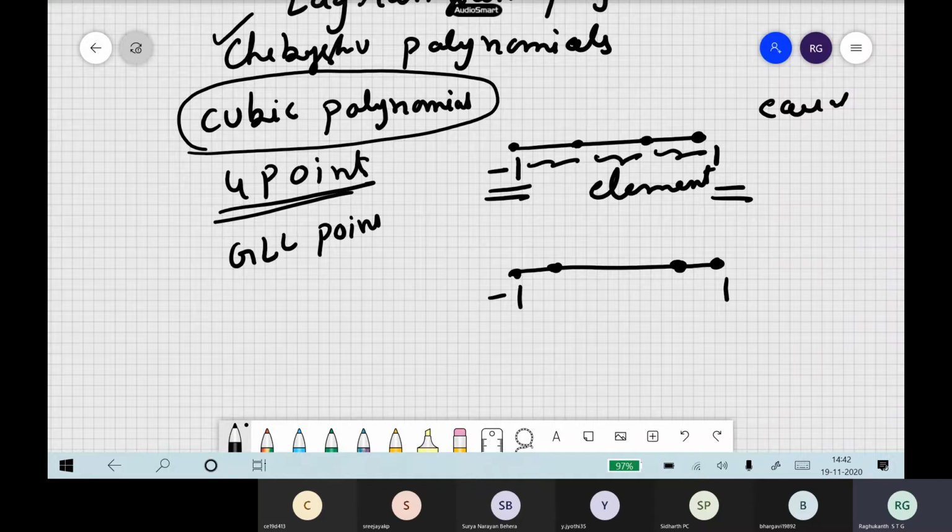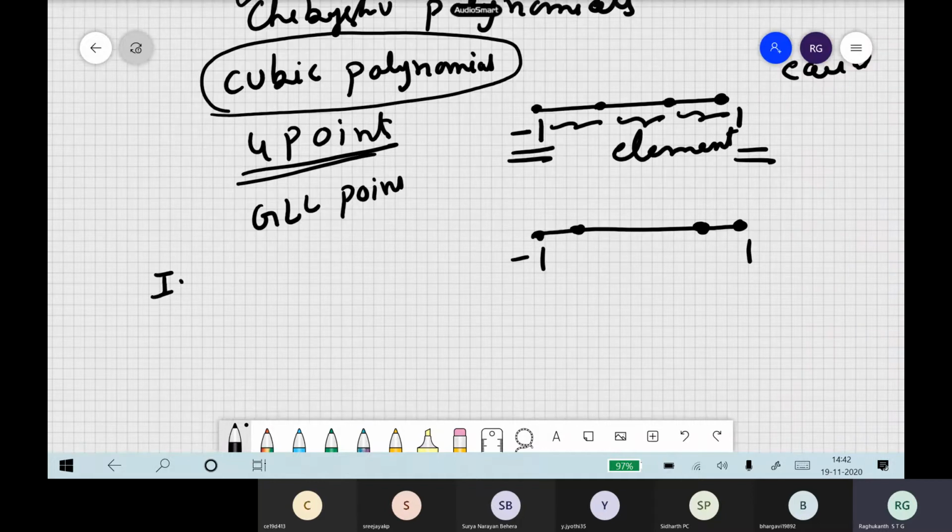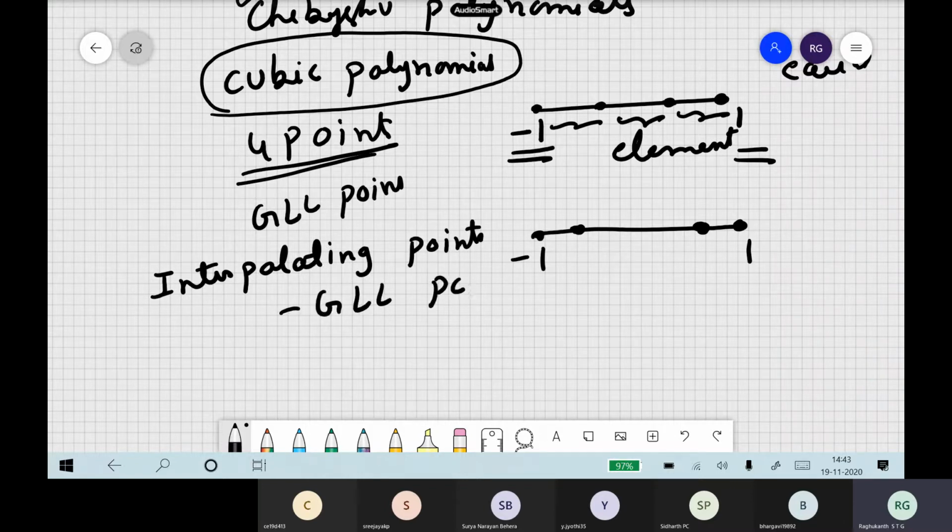So the interpolating points, the node locations essentially, you followed, right? The interpolating points are the same as the GLL points. This is one more important thing in this spectral element.